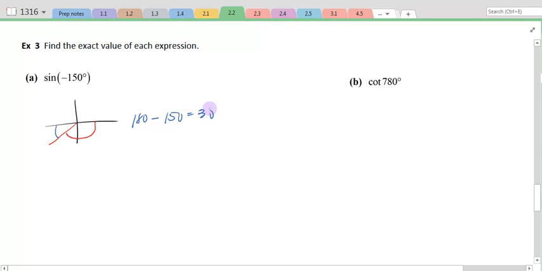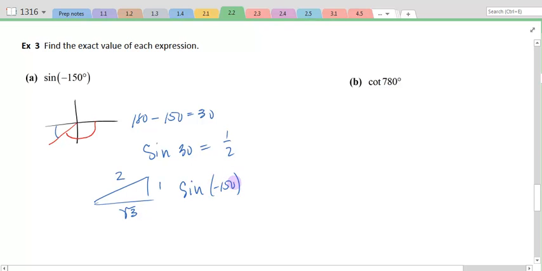So I'm going to let the sine of 30 tell me what the sine of negative 150 is. So we're going to use that as a reference angle. The sine of 30: if I have a 30 degree angle, then I have 1, the square root of 3, and 2. And sine is always going to be y over r, so that would be 1/2. But I'm really looking for the sine of negative 150, which is occurring down here, so that would be negative 1/2.